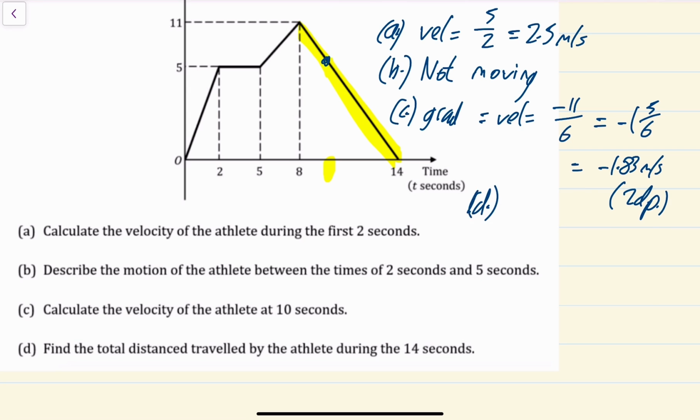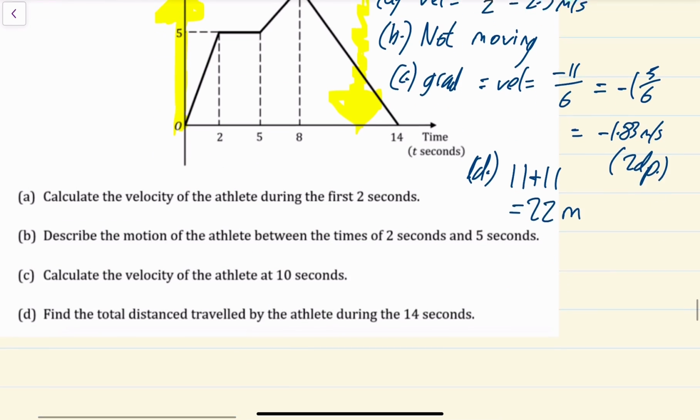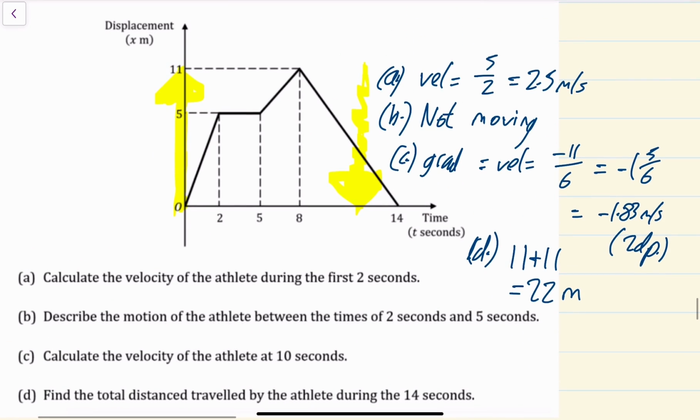Part D says find the total distance traveled by the athlete in 14 seconds. Let's just think about it. He's gone out 11 meters this way, and then he's come back 11 meters this way. So that's a total of 11 plus 11, which is 22. Yes, it is meters. 22 meters, and that is it.